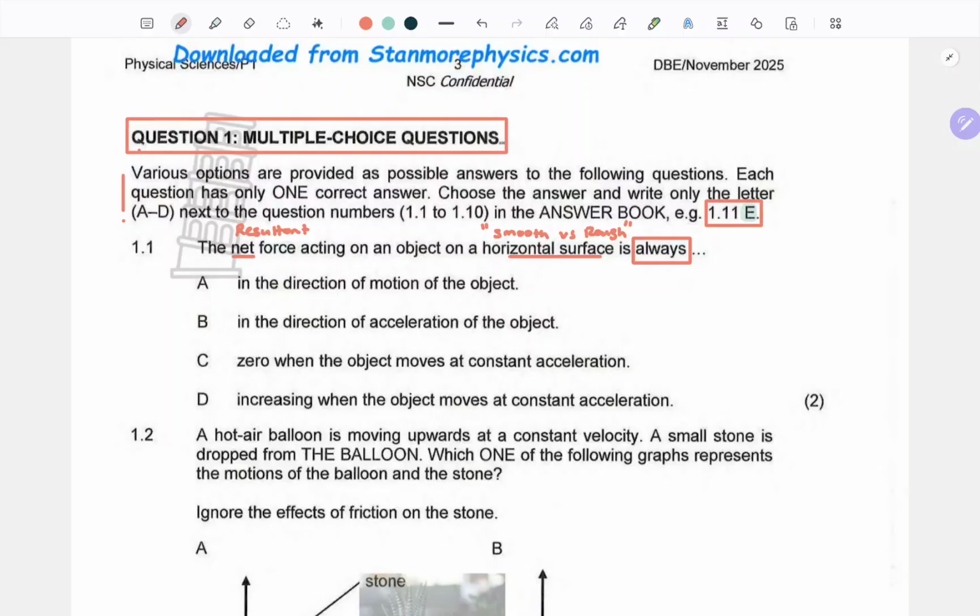Right, when we talk of a resultant force, we already know we're talking about Newton's second law, because that's the principle in physics which introduces this so-called resultant force. Anyway, let's have a look. Option A says this resultant force is in the direction of motion of the object. Now the question is, is it always the case?